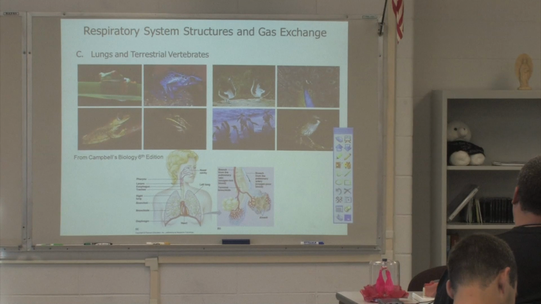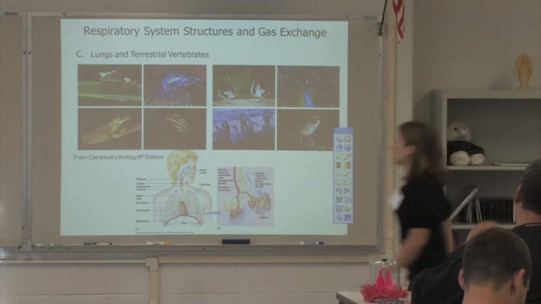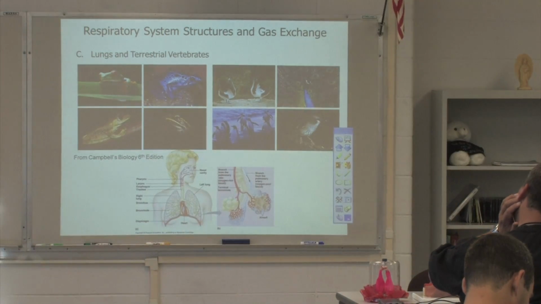The next respiratory surface that I want to focus on is lungs. Terrestrial vertebrates use lungs. Some also use the skin as a respiratory surface, but for our purposes, we're going to focus on lungs. So frogs, birds, and mammals all use lungs as their respiratory surface.